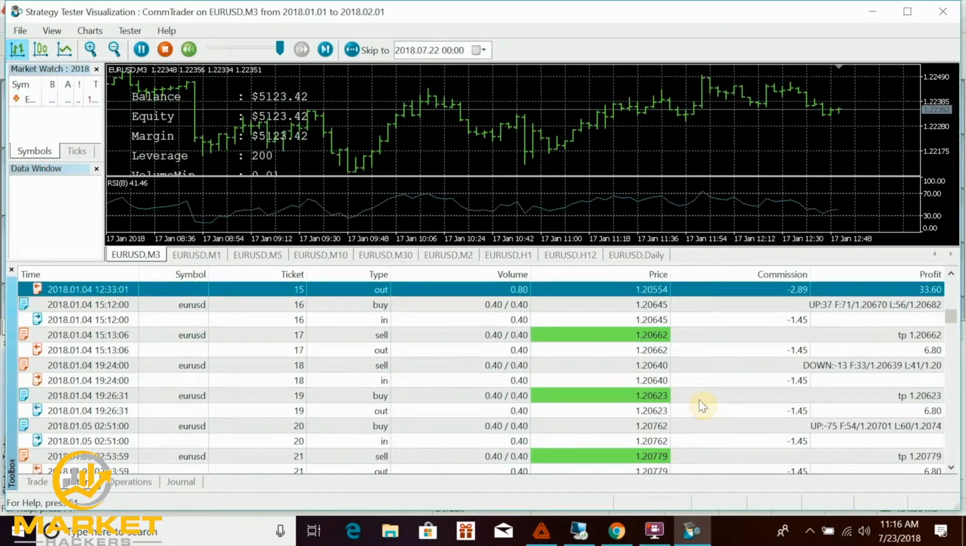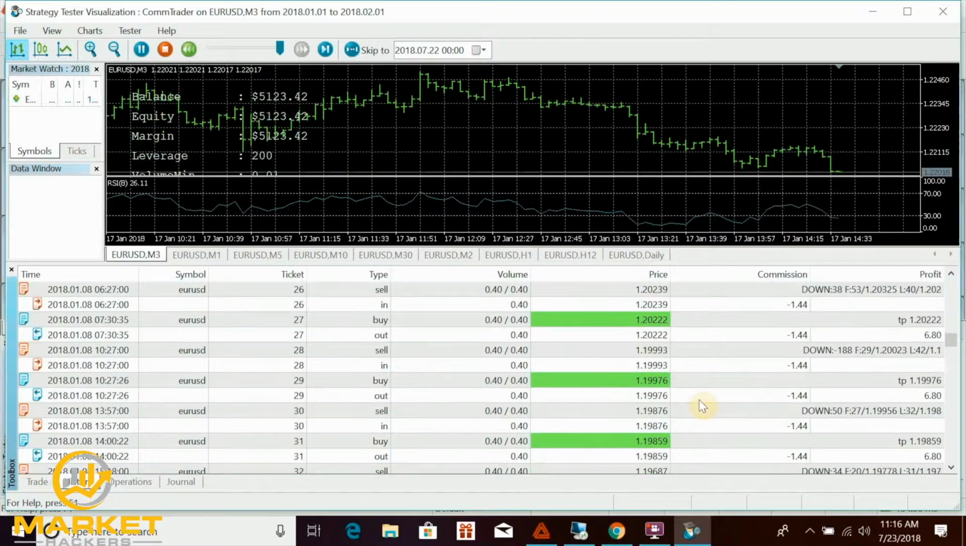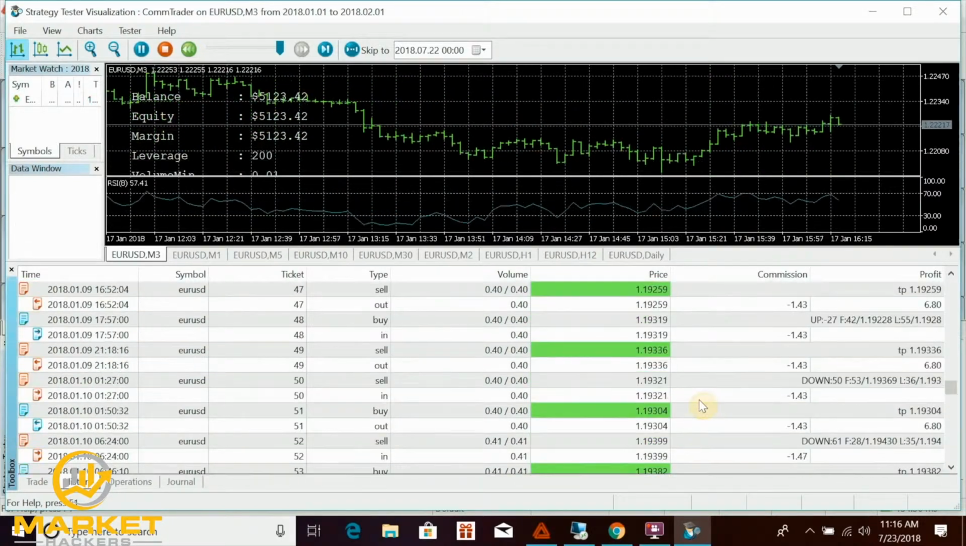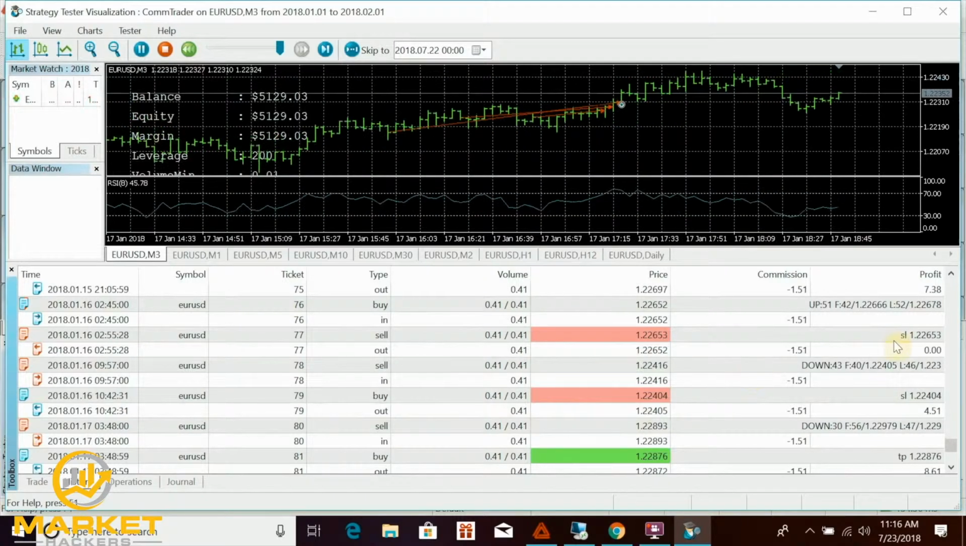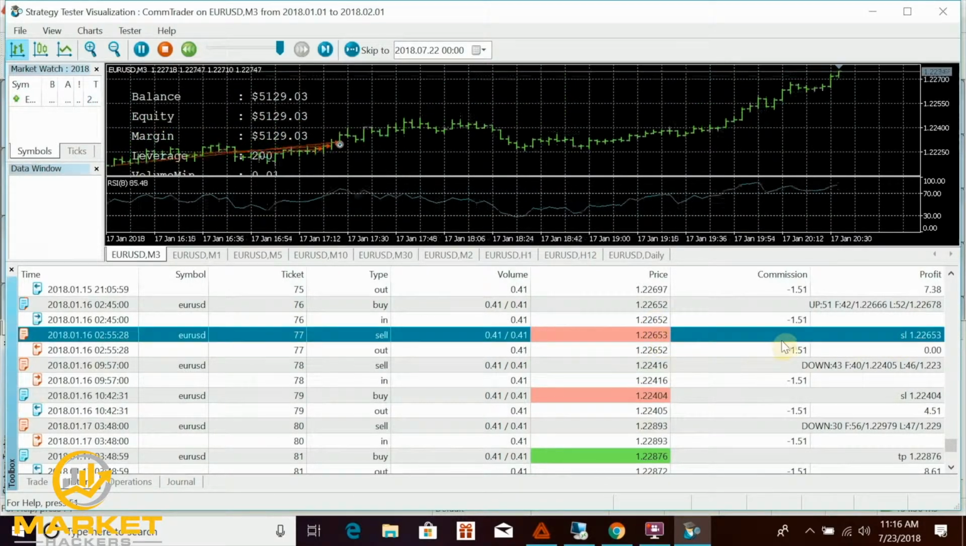Wow. So as you can see, the greens are all the ones that won right away. We can go through them and try to see if we can get to another. Here's one that it didn't actually do a hedge trade.